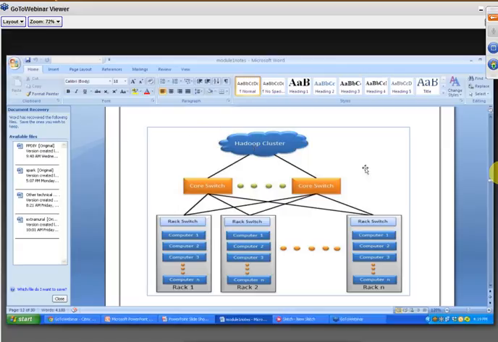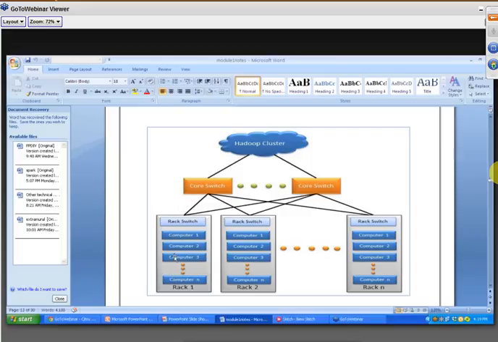So this is a Hadoop cluster architecture. These are my racks. In these racks, I have nodes: node 1, node 2, like that. In another rack also, I have nodes. Likewise, I can have n number of racks, right?